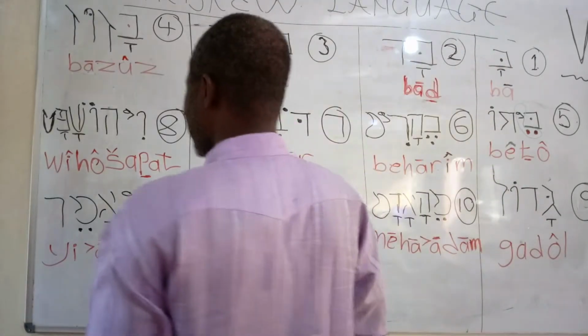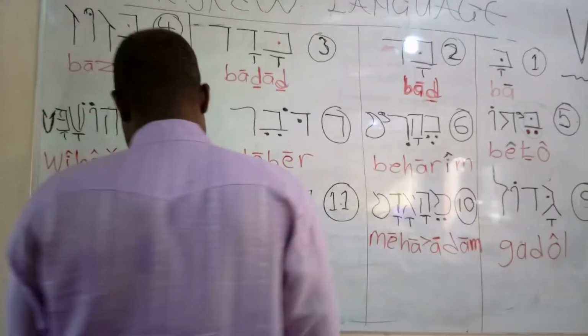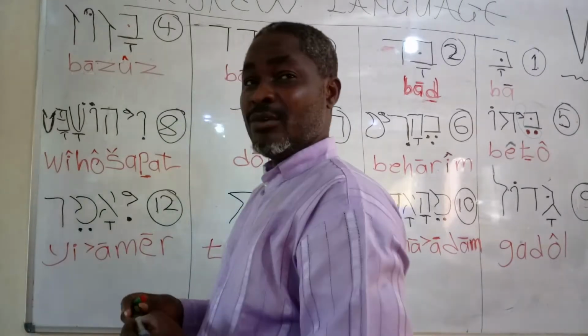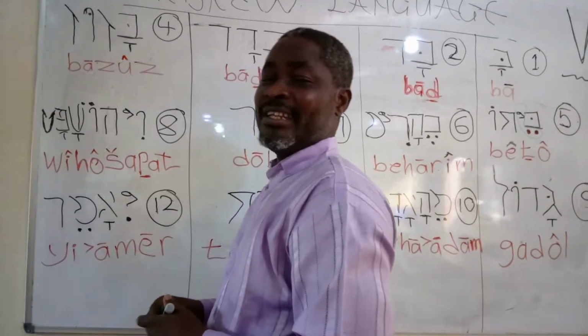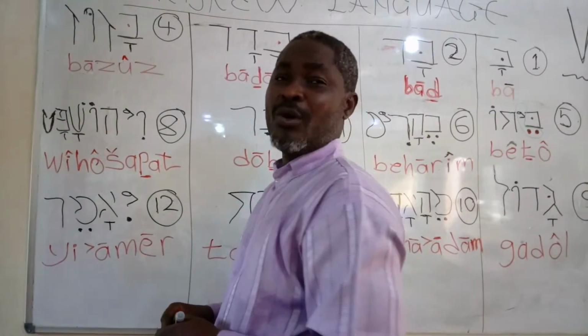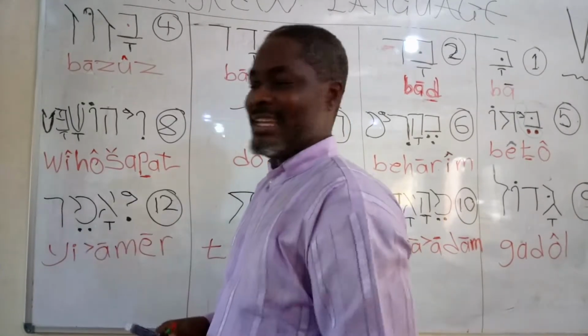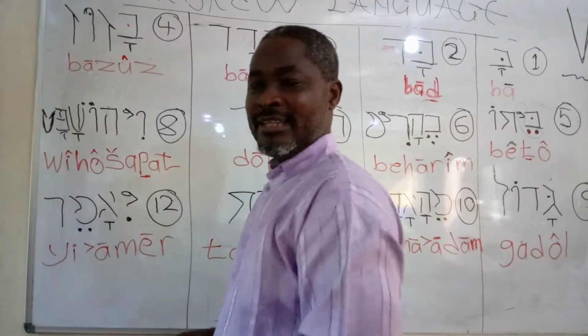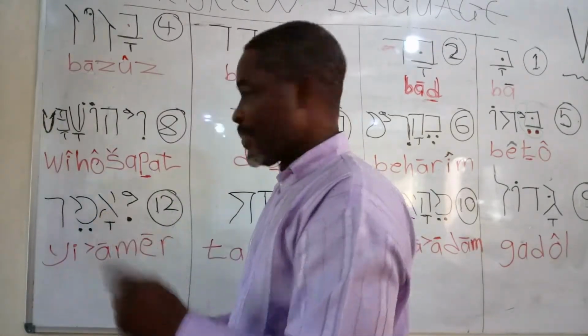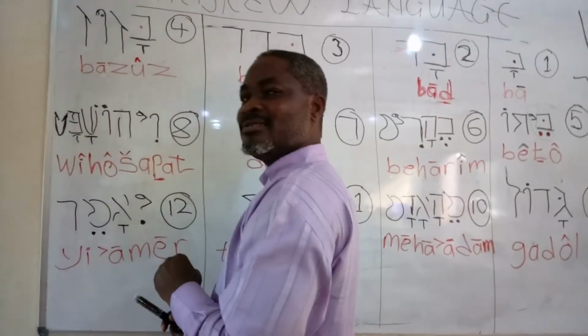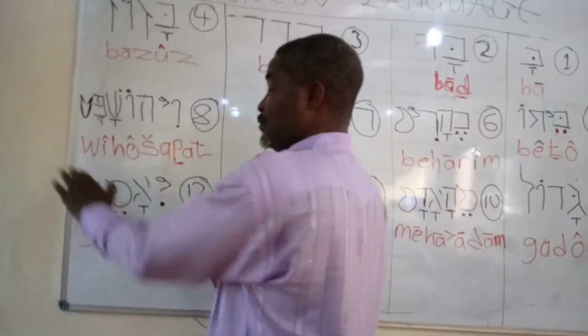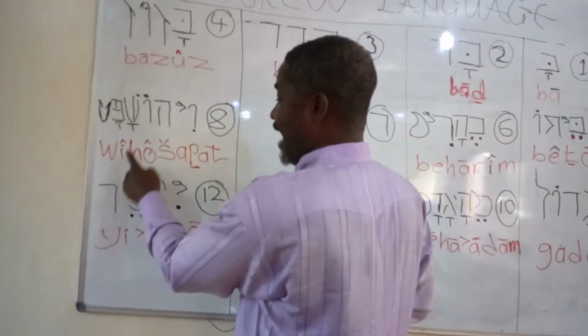Then number 8, you have Jehoshaphat. Most of us must have heard about Jehoshaphat. The Hebrew does not have the letter J. So when you have Jehovah, in the Hebrew, they don't have the letter for J. You must have heard Jehoshaphat, but this is the way it is written. It's Yehoshaphat.